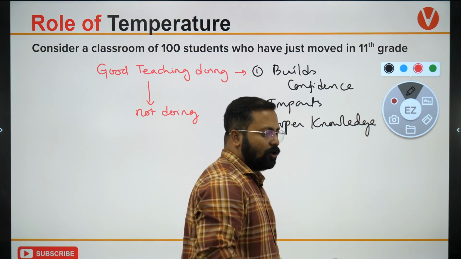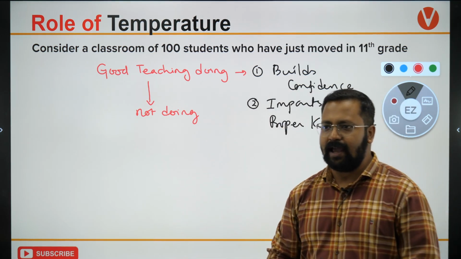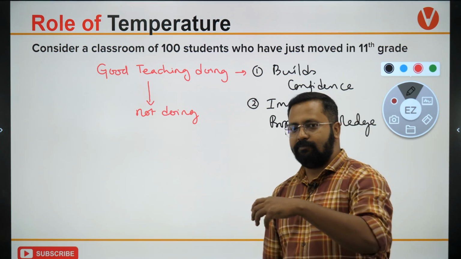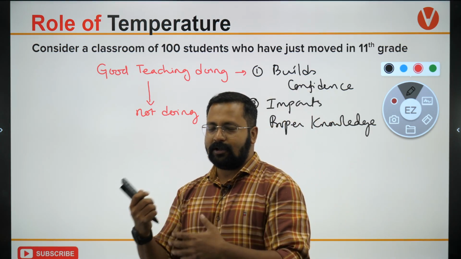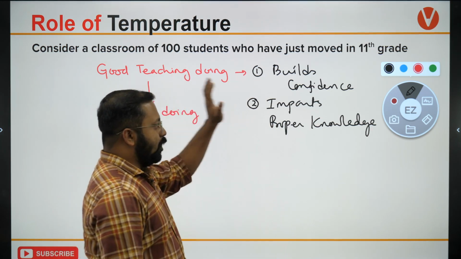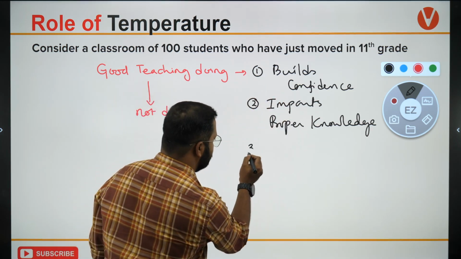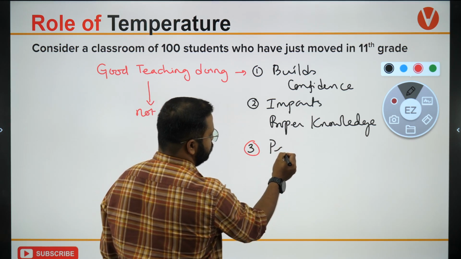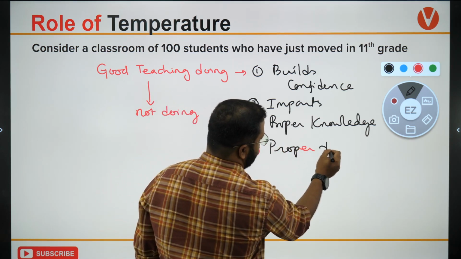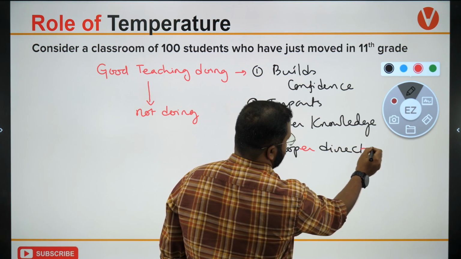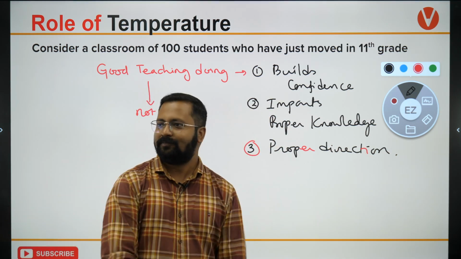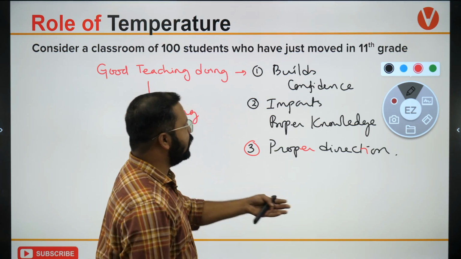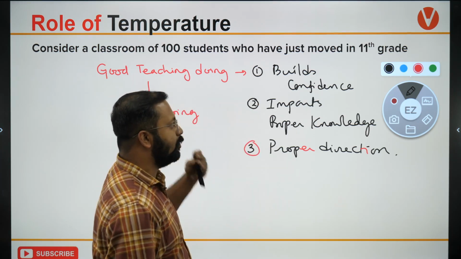Okay, प्रॉपर नॉलेज का मतलब जो पढ़ाना है वही पढ़ाया. नहीं, ऐसा नहीं किया कि they just spent the time in the classroom. Okay, a good teacher gives you proper knowledge, proper direction. Can I say this? The good teacher gives you proper direction, motivation हो गया, builds confidence, imparts proper knowledge.